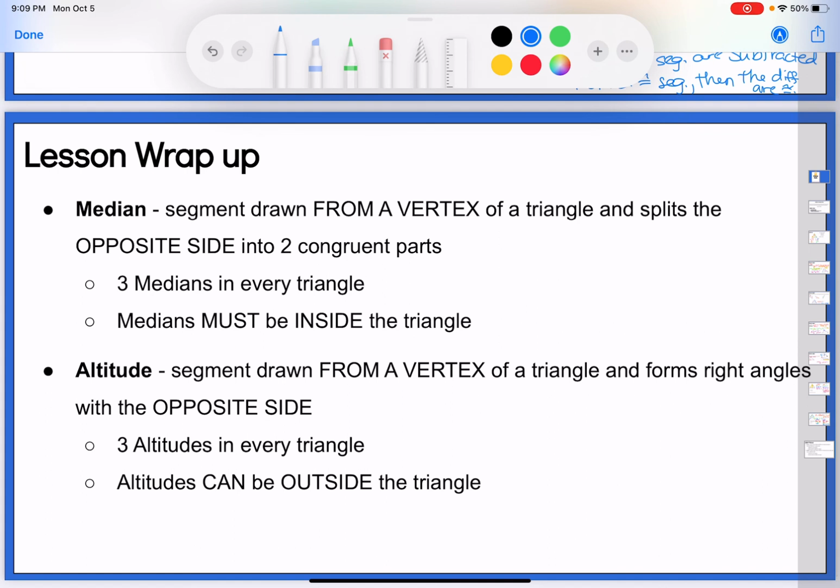Remember, a median is drawn from the vertex of a triangle and splits the opposite side into two congruent parts. An altitude is drawn from the vertex of a triangle and forms right angles with the opposite side. There are 3 medians and 3 altitudes in every triangle. Medians have to be inside the triangle. Altitudes can be outside the triangle or also can be an actual side of the triangle.